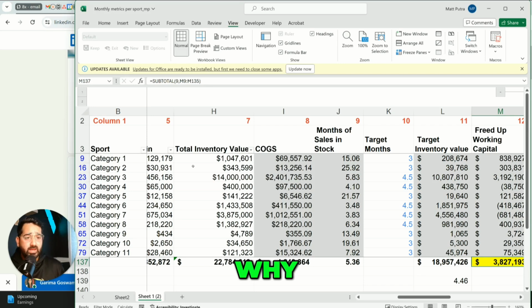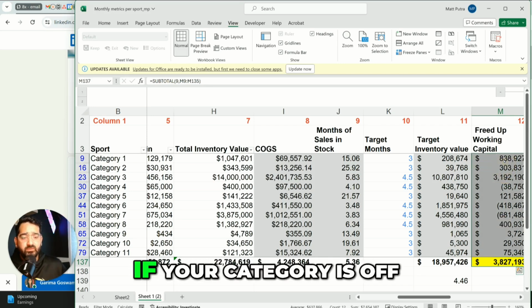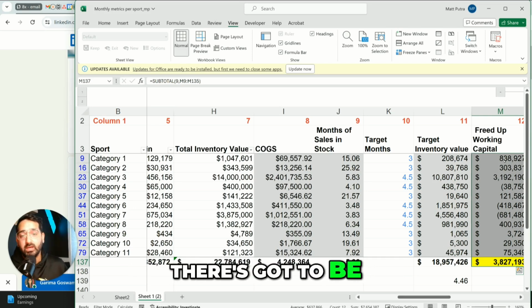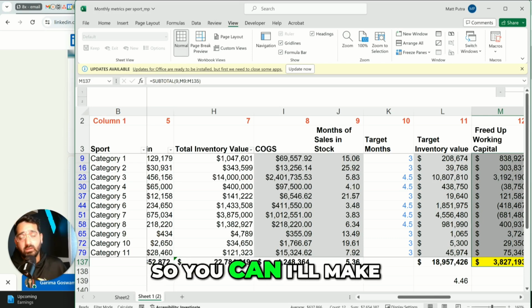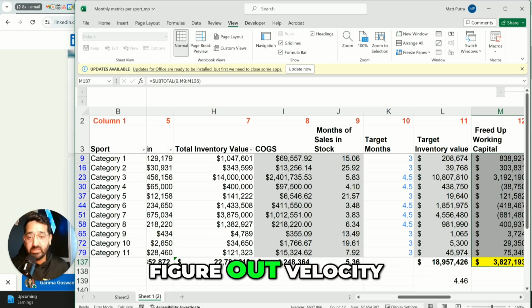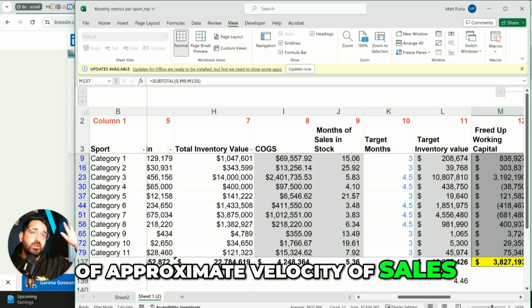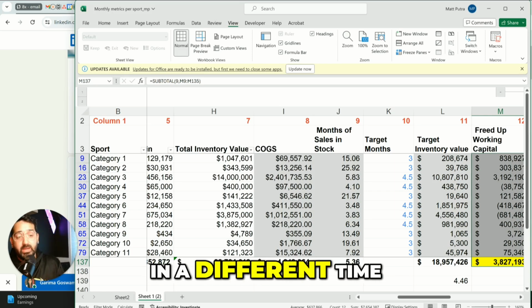Okay? Why? Because there is so much money on the line. Okay? If your category is off, dig into the category. There's got to be some SKUs that are off as well. Obviously, there must be if we're here. Okay, so I'll make a different sheet later to figure out velocity and how you approximate velocity of sales plus growth. And so what is your target safety stock? I can give you another sheet in a different time for that.